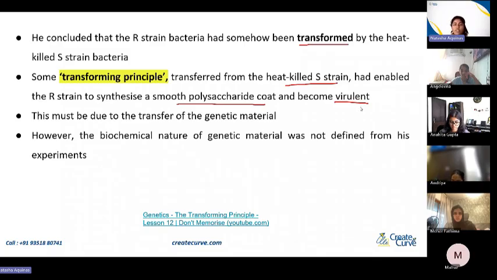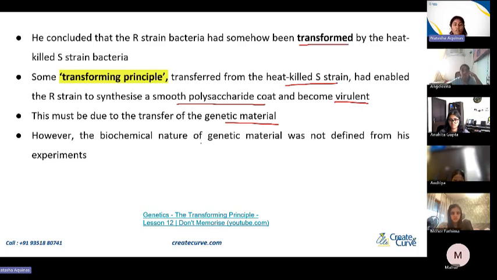Which means something from the heat-killed S strain got transferred to the R strain, because of which the R strain is now able to produce the polysaccharide coat and kill the mouse. Now, this must be due to the transfer of the genetic material, right? So the genetic material which has the gene for producing the polysaccharide coat would have got transferred to the R strain. But again, he did not have any proof of it.